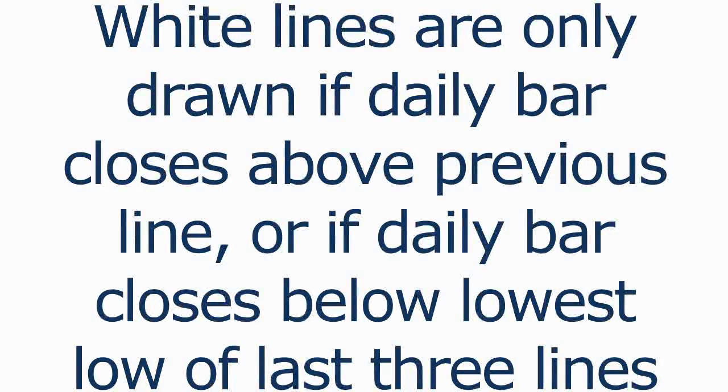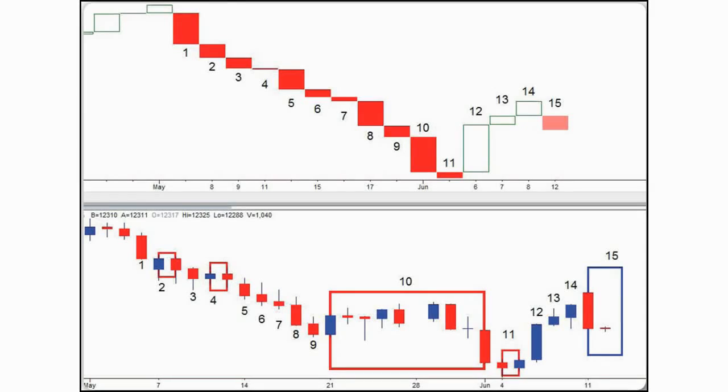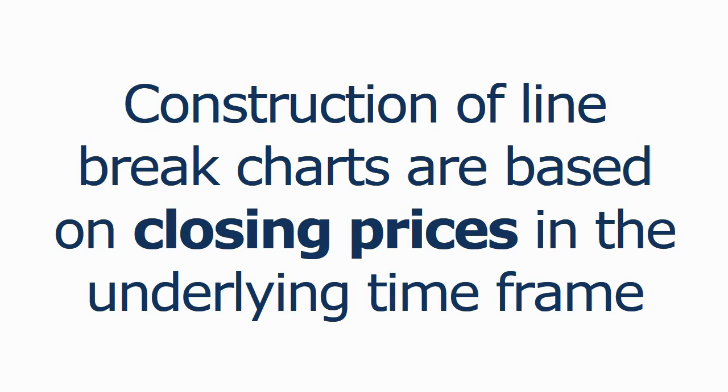This chart here shows the relationship between the 3 line break chart on top and the daily candlestick chart on the bottom. The numbers on the bars indicate how single bars or groups of bars on the daily chart relate to the white or red lines on the 3 line break chart. It's important to note that the construction of line break charts is based on closing prices in the underlying time frame. In our example, it's the daily chart. The daily highs and lows are not shown on the line break charts, just the closing prices.